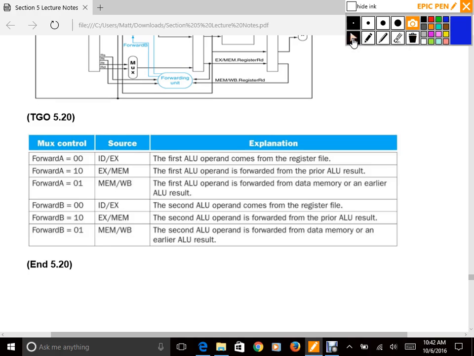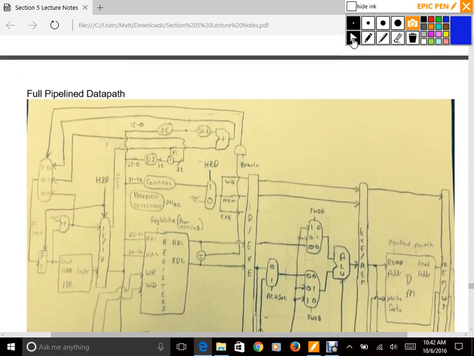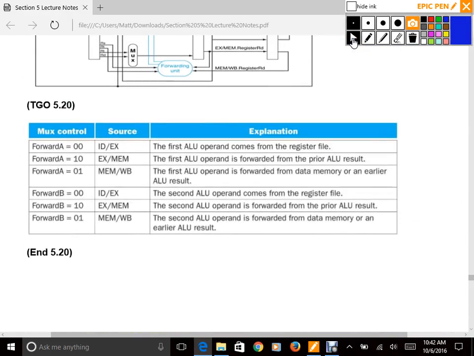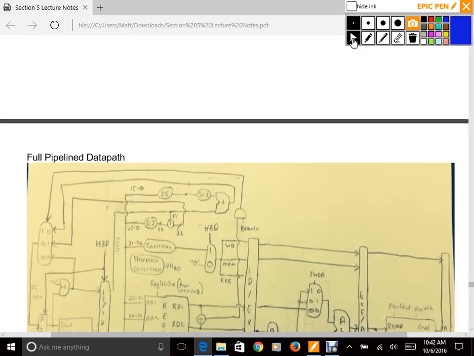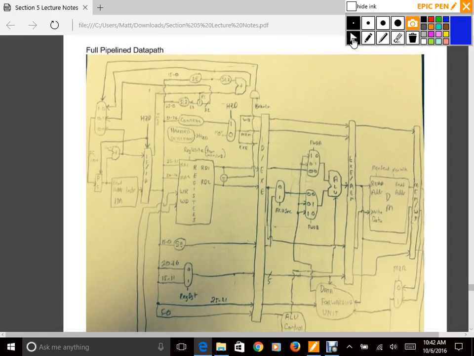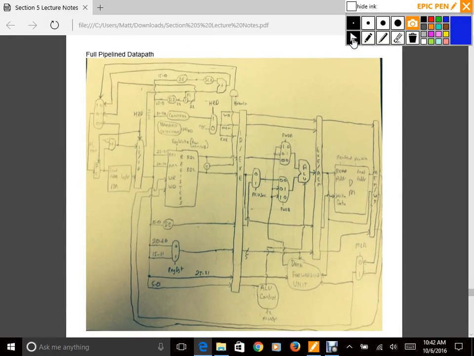And I think that's the last TGO. I know you all can go on the video. So this is the full pipeline data path. It's not a topical guide objective, but I have drawn it out for you and included it on Blackboard so you can go through and see how it all works.